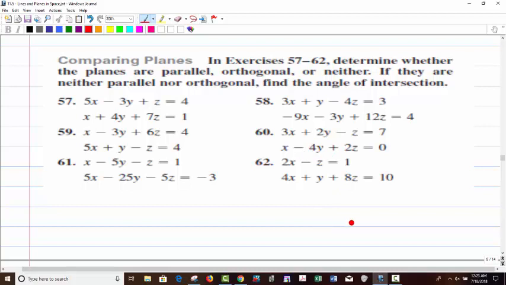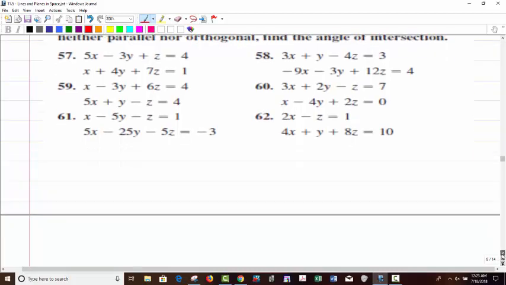If the normal vectors are normal to each other, by taking the dot product and equaling 0, then you have orthogonal planes.